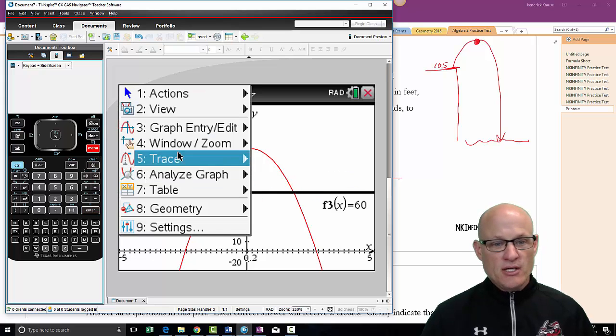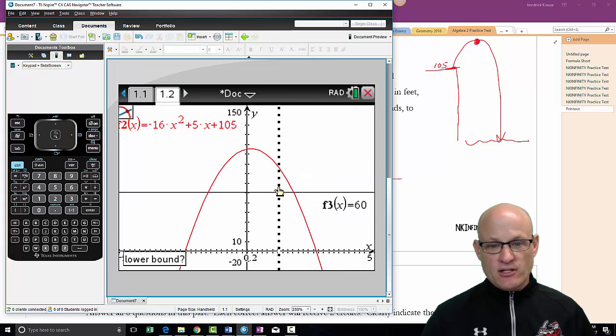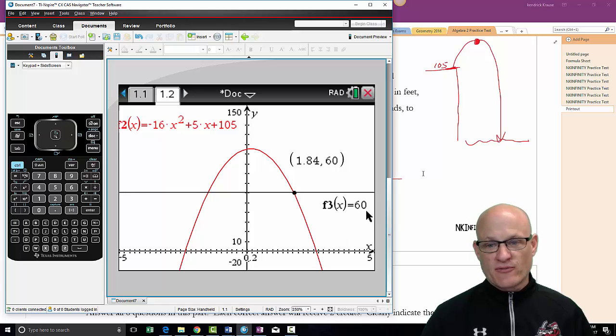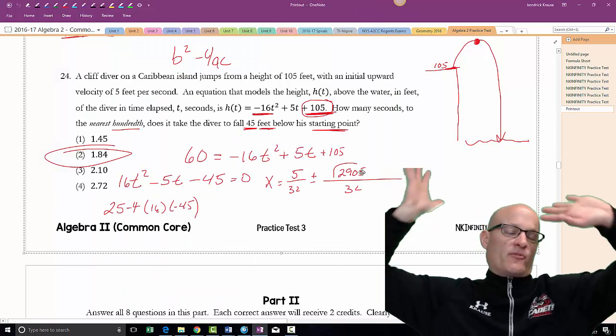So menu, analyze the graph, intersection, click, click. There it is: 1.84, 60. That's when he's 45 feet below. There's the answer. All right, there's a couple different ways to do it.